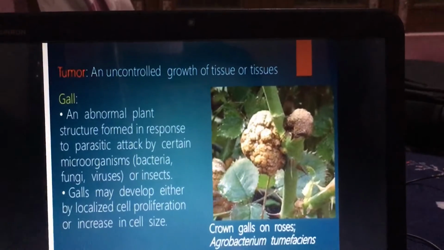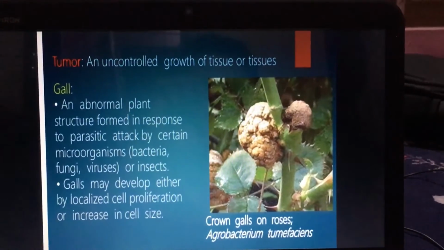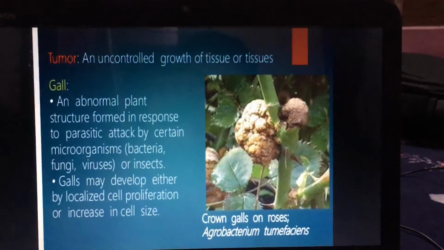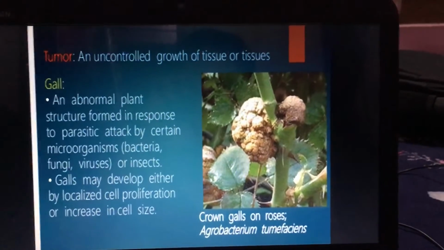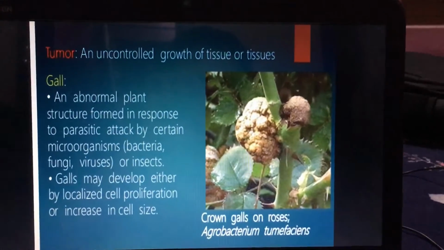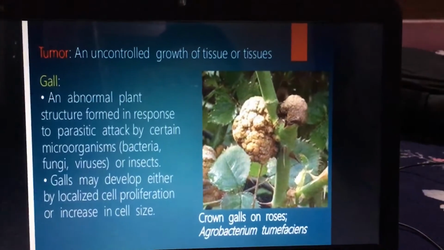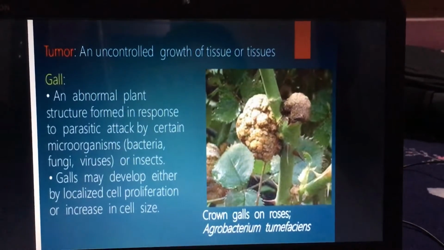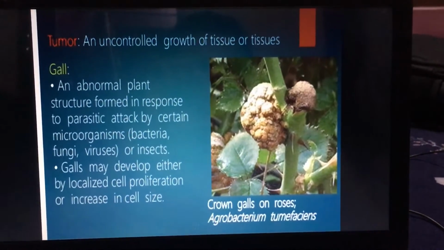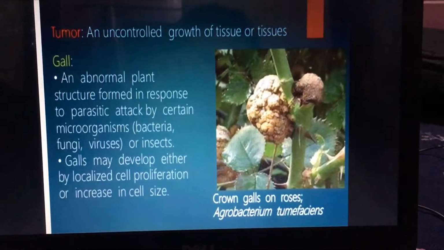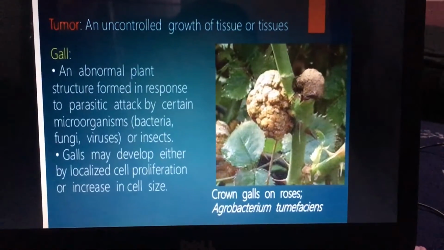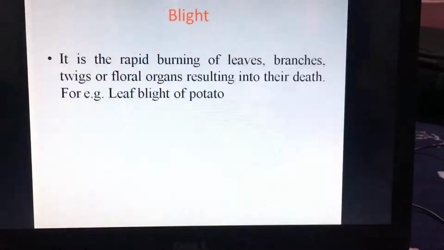And here is tumor, and it's an uncontrolled growth of tissues. And the gall is an abnormal plant structure formed in response to parasitic attack by certain microorganisms, for example bacteria, fungi, virus, or insects. The galls may develop either by localized cell proliferation or increase in the cell size.